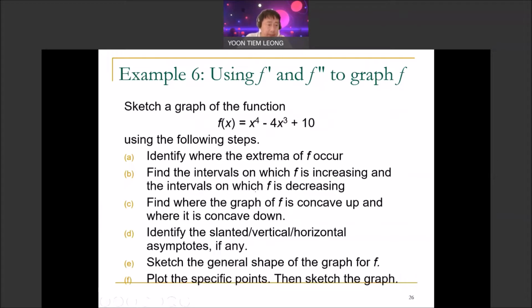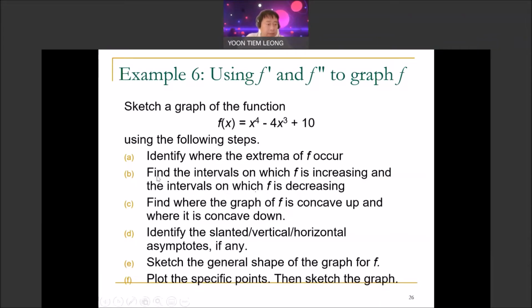A, B, C, D, E, F. But here, the function to be sketched is a polynomial. For a polynomial, we don't have a slanted, horizontal or vertical asymptote. So part D of the graph is basically not in the current picture. We are going to show how to do A, B, C, and then we will have to stitch all the points together in part E. Then you put everything together, and you have a graph to be sketched.